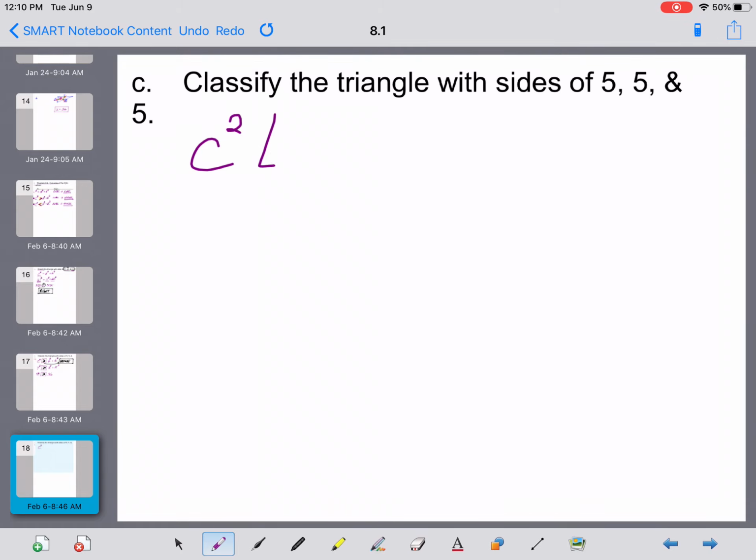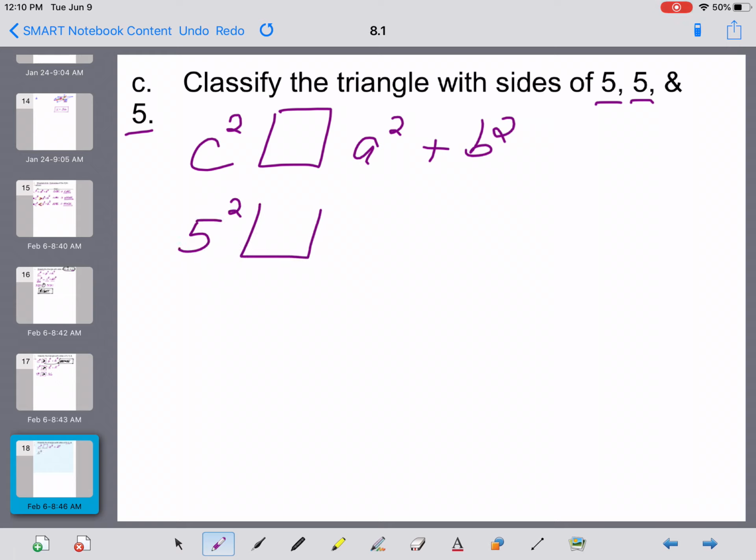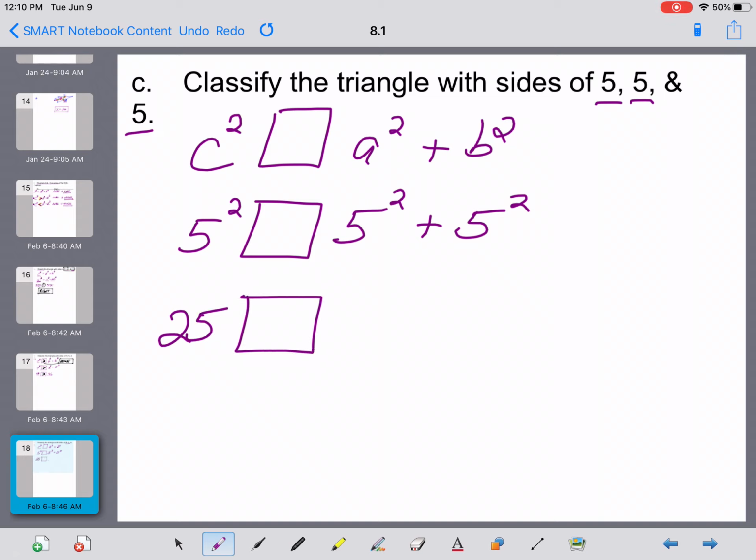All right, c squared compares somehow to a squared plus b squared. Now, the weird thing about this one is all three sides, 5, 5, and 5, are exactly the same, so it doesn't matter what you put where. 5 squared gets compared to 5 squared plus 5 squared. Okay, so on the left, 5 squared is 25. Compares to, on the right, this is another 25 plus a second 25, which is going to get you 50.